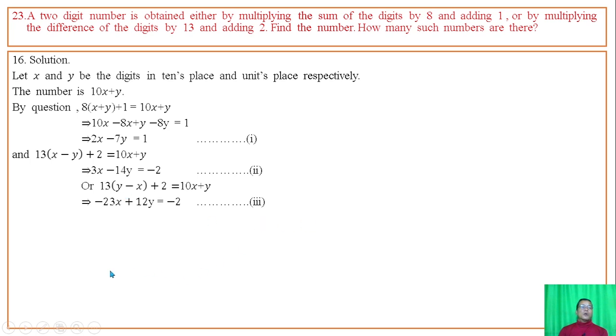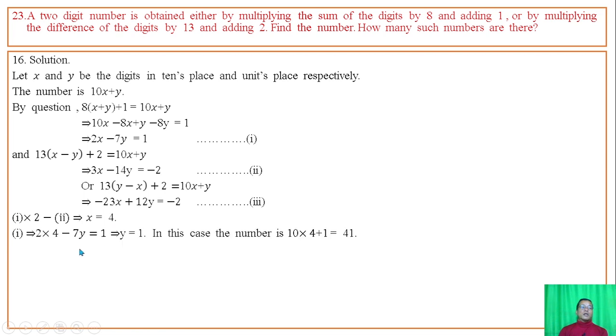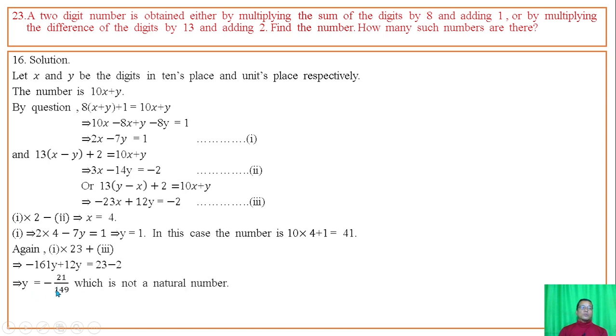Solving 1 and 2, we get x equal to 4, and the value of y is 1. In this case the number is 10x plus y, that is 10 into 4 plus 1, which is 41. Again, solving equations 1 and 3 for x and y, we get a fractional value of y, which is not a natural number. Hence the required number is 41 and there is only one such number.